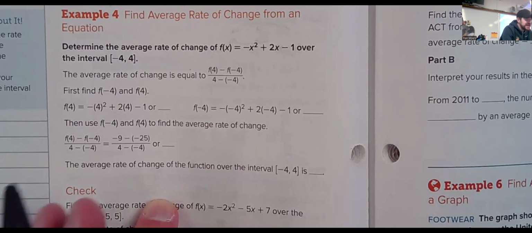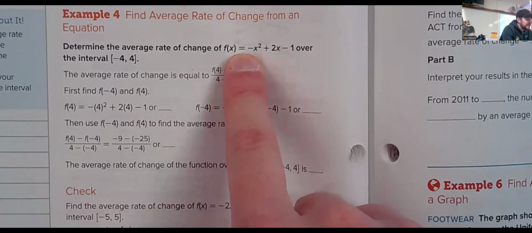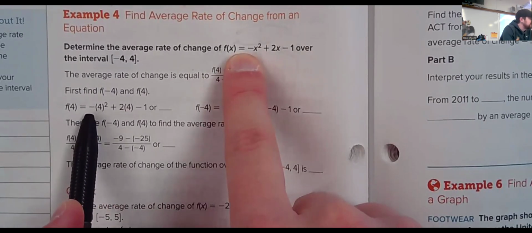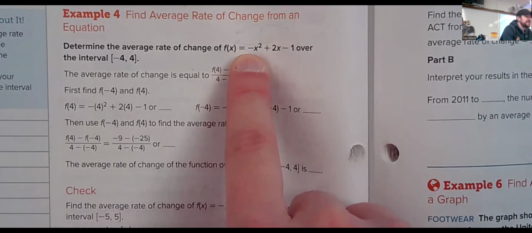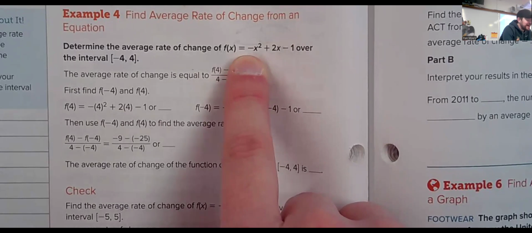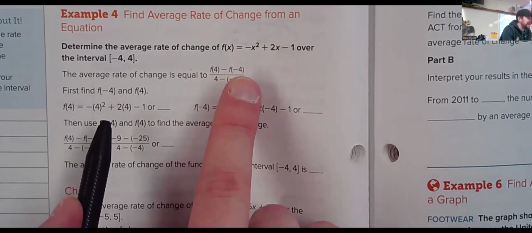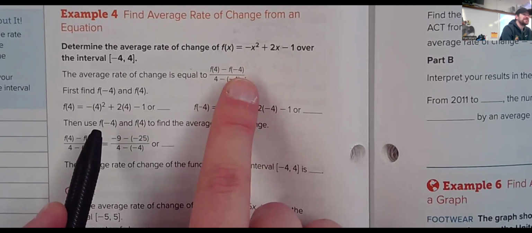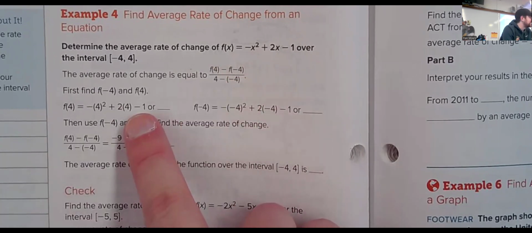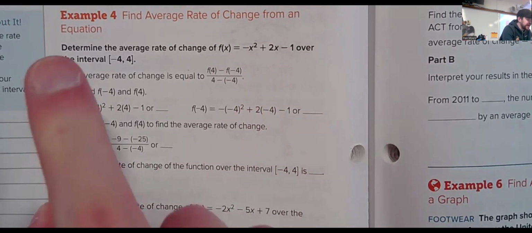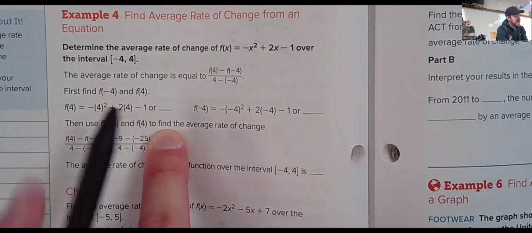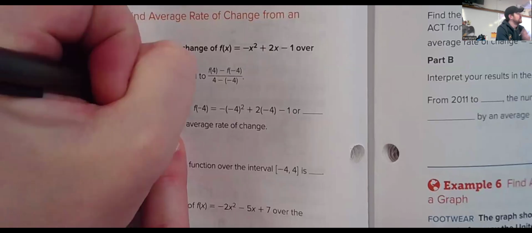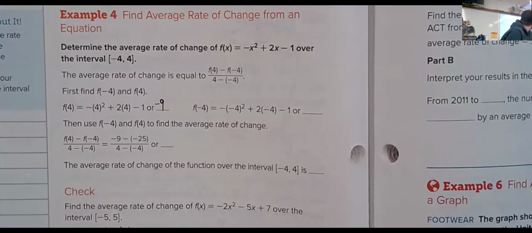Notice that this negative is not inside the parentheses. And I shouldn't have said negative x squared. I should have said the opposite of x squared, because those words matter and they are not the same. The opposite of 4 squared is different than negative 4 squared. Negative 4 squared is 16. The opposite of 4 squared is negative 16. So this is negative 16 plus 8, which is negative 8, minus 1, which is negative 9.